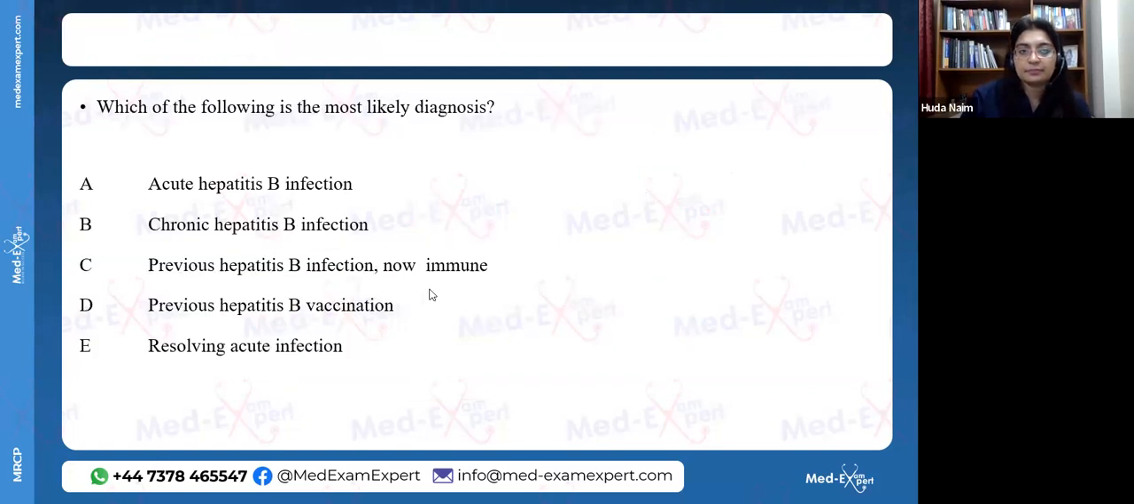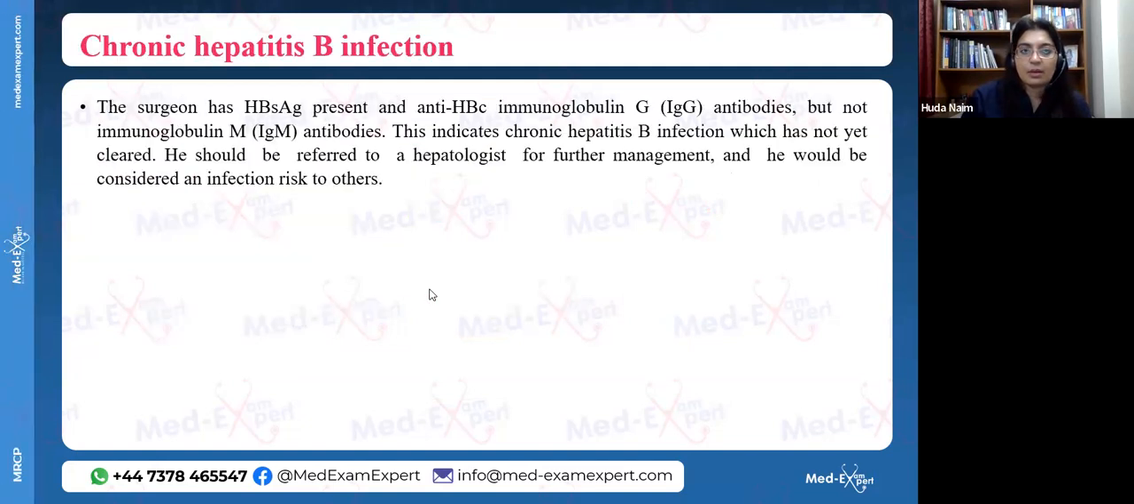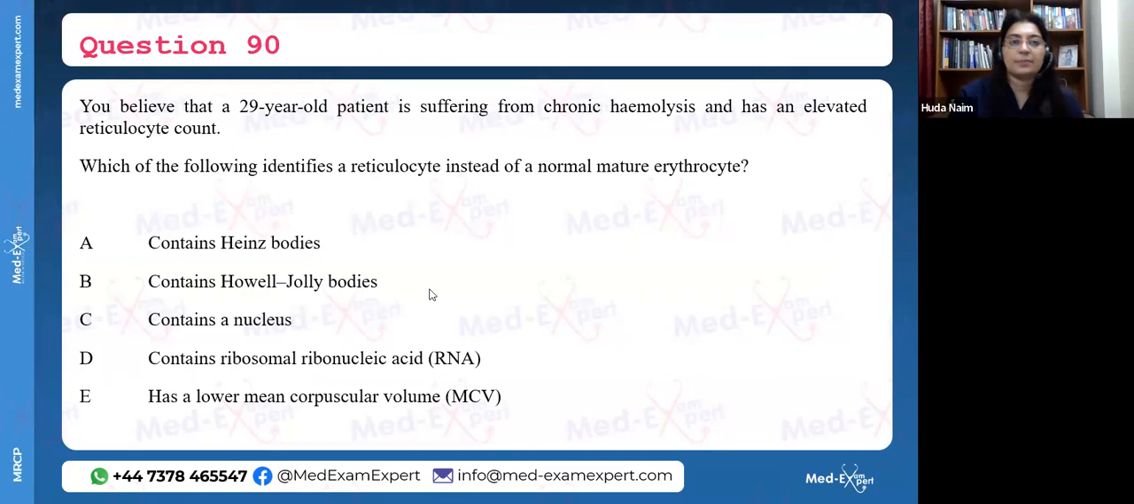Clear, Dr. Anam? If this would have been previous hepatitis B, then the antibodies would have developed. Hepatitis B surface antibodies would have been positive, and hepatitis B surface antigen would have been negative. If this was acute hepatitis B, then you would have IgM antibodies positive. Okay. The next one.